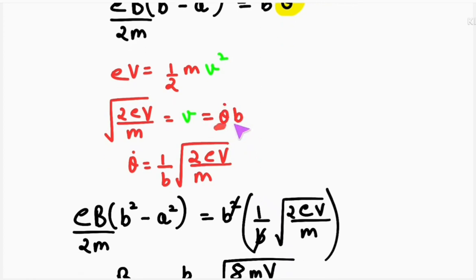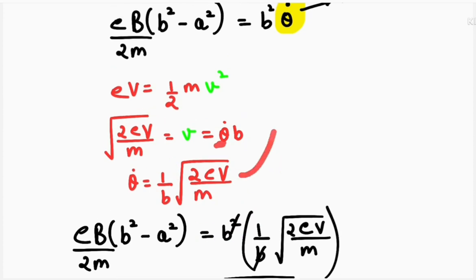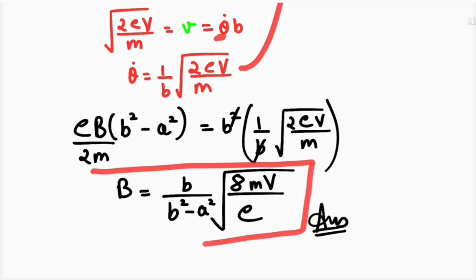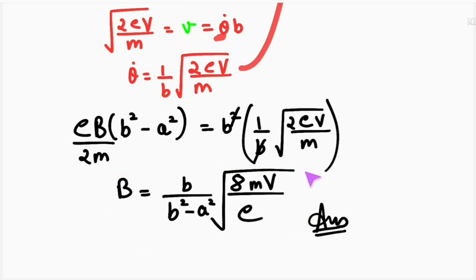So from here we'll get the value of theta dot equal to 1 upon b times under root 2eV by m. Now we'll just put the value of theta dot in this expression, and we'll get the value of the magnetic field as B equals b upon (b square minus a square) times under root 8mV upon e.